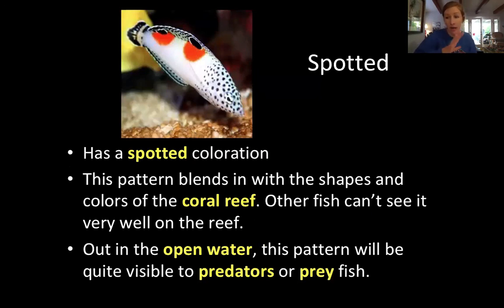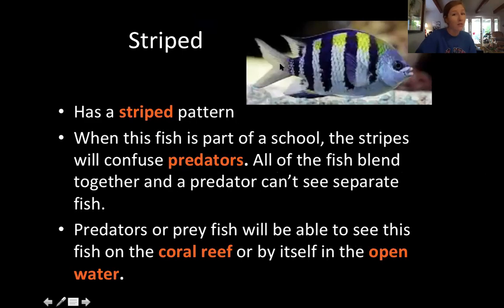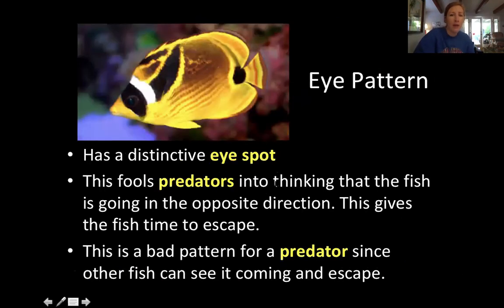At any point, if you want to pause, you can. We have the striped. Remember, this is only good for the open water if it's in a school of fish. So striped, you could just have some black stripes with some maybe other colors mixed in. This has some yellow. And then the eye pattern, you want that distinctive black dot on the back that looks kind of like an eye. This does well on the coral reef.